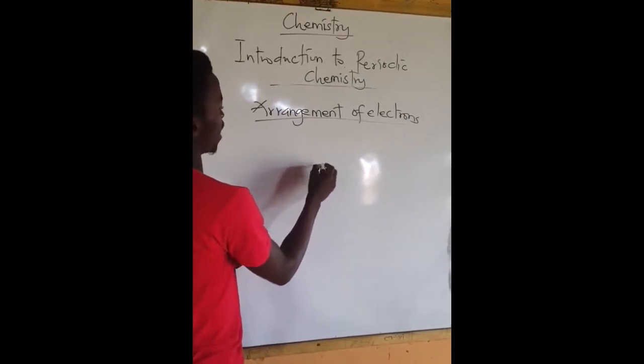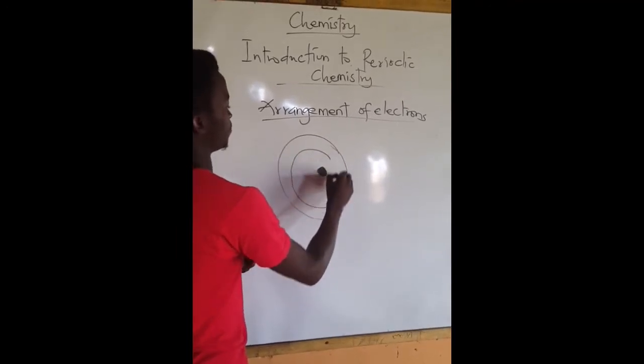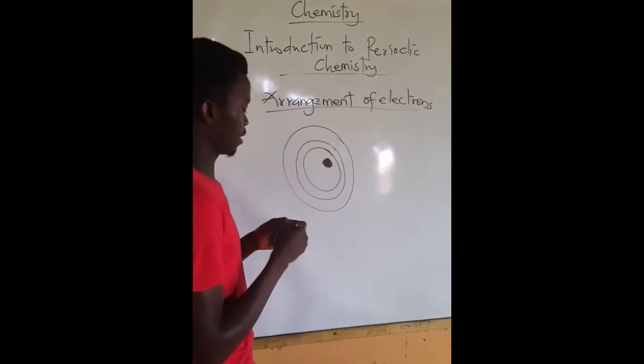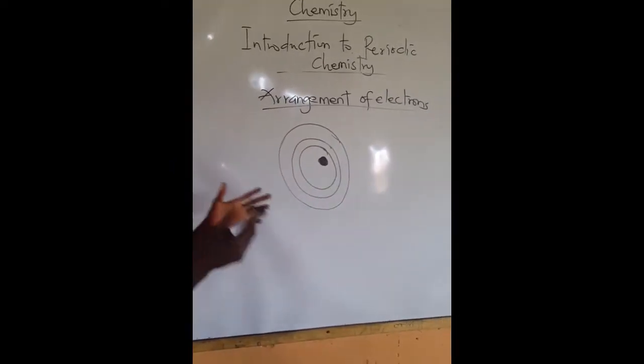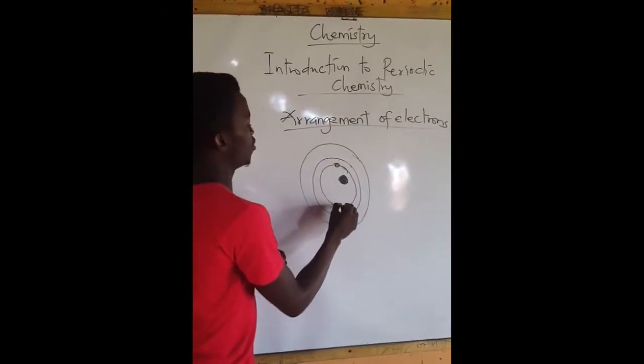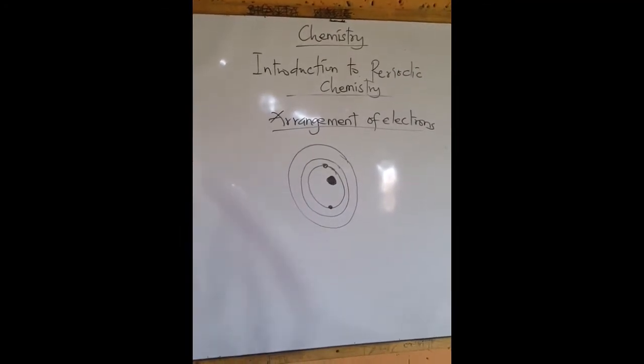So our structure of the atom is going to be the nucleus. Then we have shells around what? The nucleus. So the shells are said to be what? Sphere in nature. Then on these shells we have what? Electrons moving around what? The nucleus.